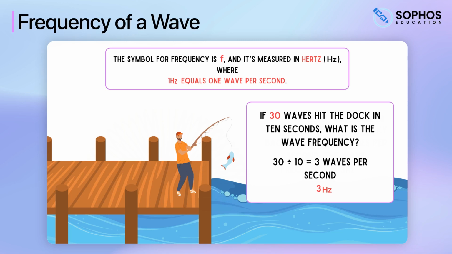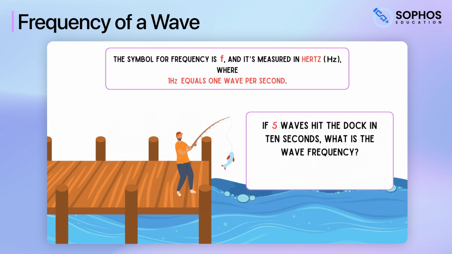This leads us to understand that frequency equals number of waves divided by time. Note that this doesn't need to be a whole number. For example, if you had 5 waves hitting the dock in 10 seconds, then this means a frequency of 5 divided by 10, which equals 0.5 hertz, or half a wave passing by the dock each second.